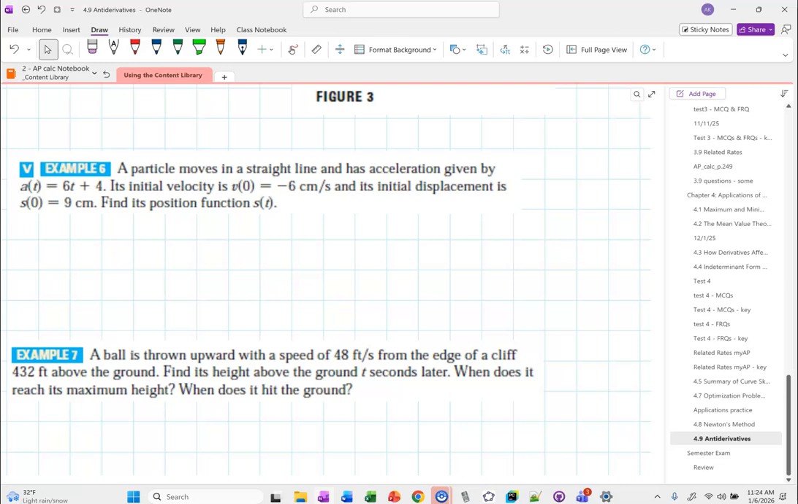So remember, what's the relationship between position, velocity, and acceleration? The first derivative of position is velocity, and the first derivative of velocity is acceleration. But here we're asked to go this route, right? What are we going to be doing then? Antiderivatives. Does everybody feel good?